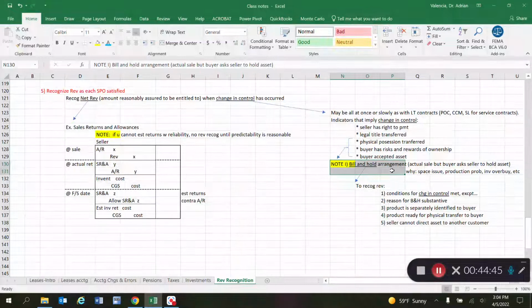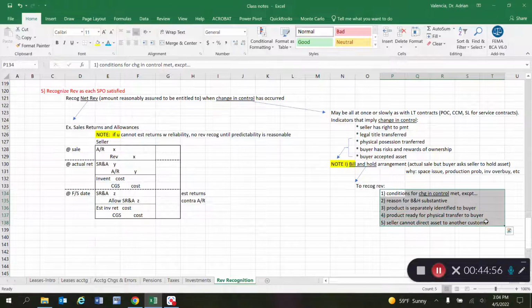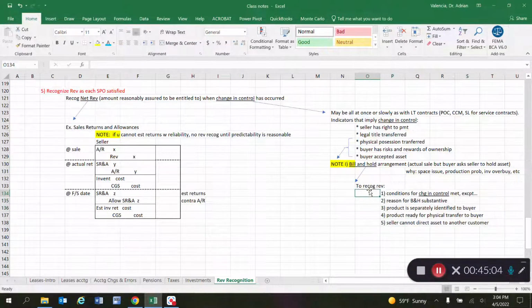contract, with the exception of a bill and hold arrangement, then you can recognize revenue as long as these conditions here have been met. And we're basically saying, if you're holding that inventory, make sure that we can identify that inventory truly as belonging to one buyer. And if that's the case and it's being separated, at that point, the seller can recognize that revenue.